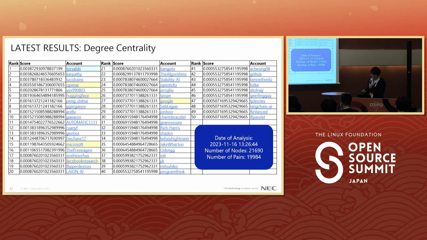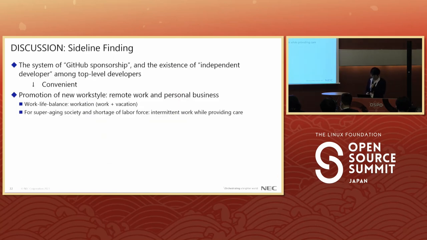So, lastly, there are sideline findings of this analysis. While investigating the top accounts in the result, I noticed the existence of GitHub sponsorship and independent developers. From these, I felt ready for a new work style and found it easier to work independently.